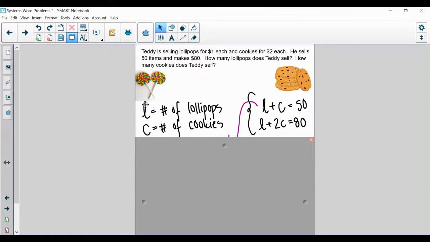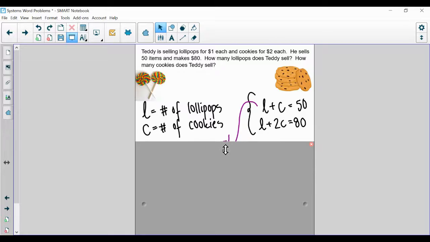So I decided to use L, and I used a cursive L so that it doesn't look too much like the number 1, and a C for cookies, because I just think it helps me make more sense of it at the end. Hopefully you got this system of L plus C equals 50 and L plus 2C equals 80, because we know there's a total of 50 lollipops and cookies. $1 per lollipop, $2 per cookie, gets us $80 in total. All right, I want you to pause now and try to solve it using substitution or elimination.